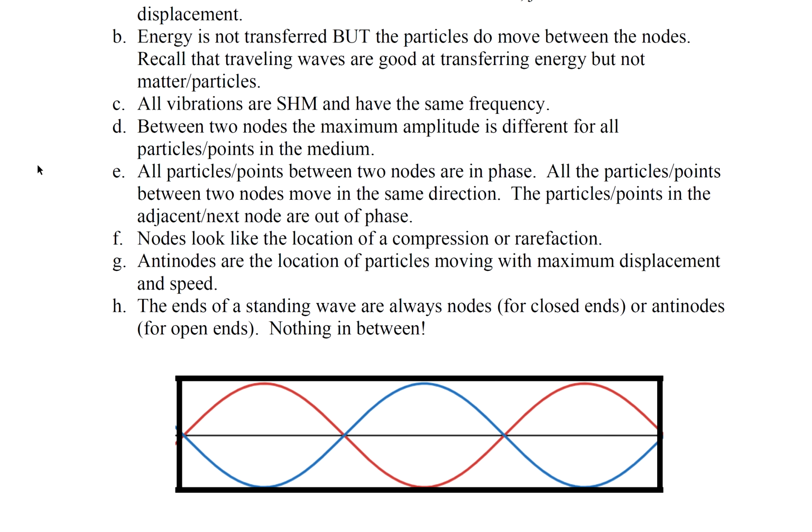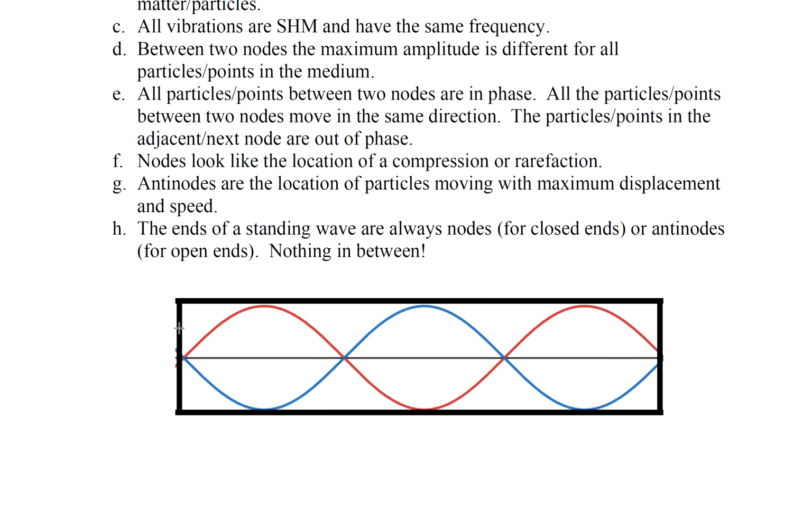So take a look at this image. This is what we call a closed pipe, because both ends of the pipe are closed. So we're going to have two waves traveling in opposite directions, and they're going to interfere with each other. Where you see zero displacement, we call those nodes. So there's four nodes. Where you see maximum displacement, we call those antinodes. So there are three antinodes.